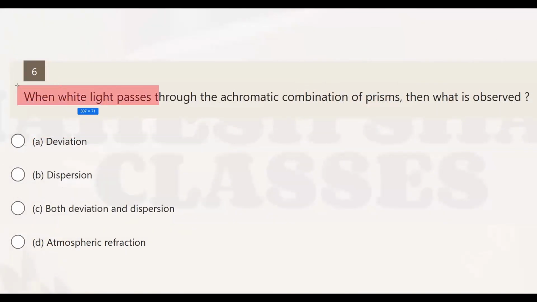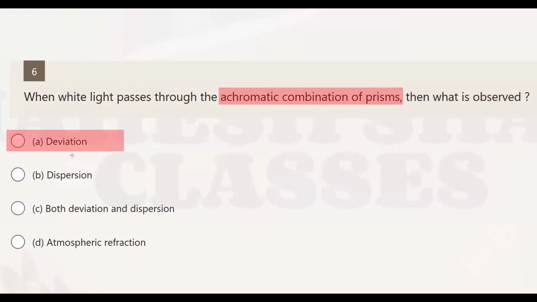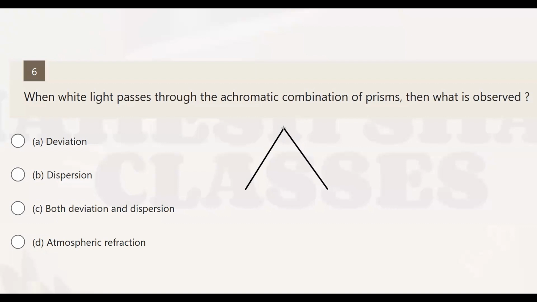The next question, question number 6, says, when a white light passes through an achromatic combination of prisms, then what is observed? Now, most of you write deviation, some of you write dispersion, but let's understand what is the question. As per the question, we are given achromatic combination, means what? Let's say I make one prism like this, the first, and I'm making the other prism, an identical prism, and they are placed in this way.